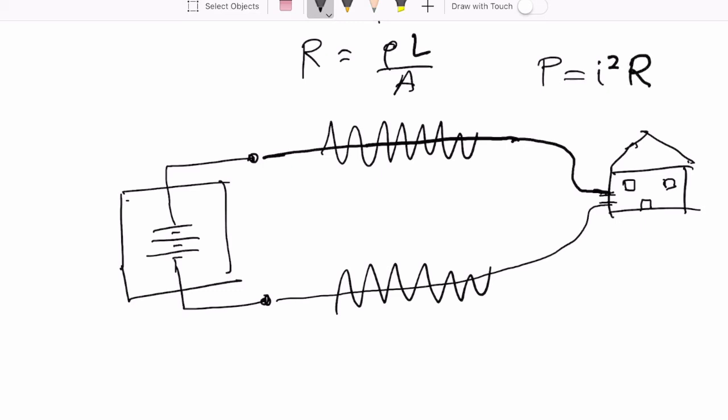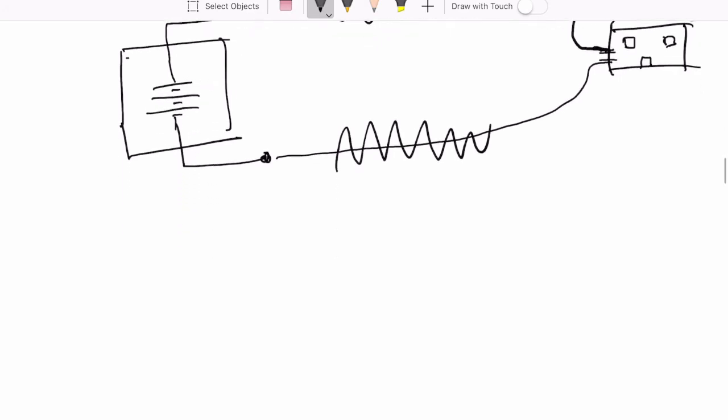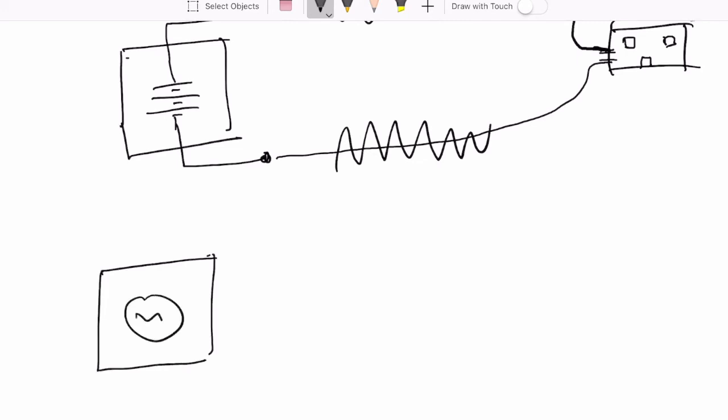So how can we solve this problem? One way of solving this problem is if we could somehow transmit the power with a low current, right? That would solve the problem, because in that case I squared R would be small, right? That is very difficult to do with a DC, but it's extremely easy to do with AC. So what you can do is you can just have an AC source like this, and then just include a transformer.